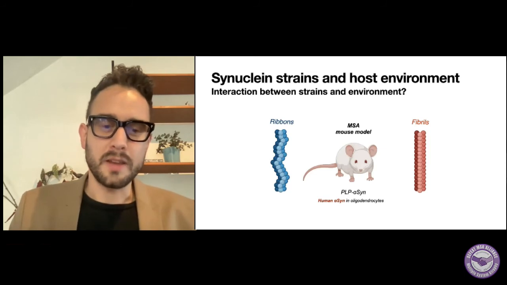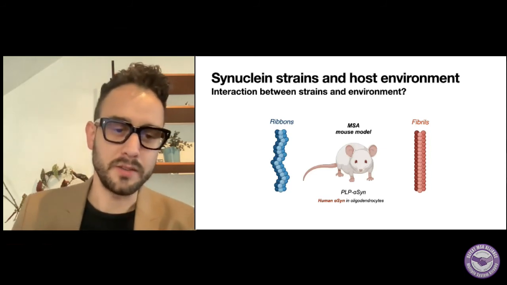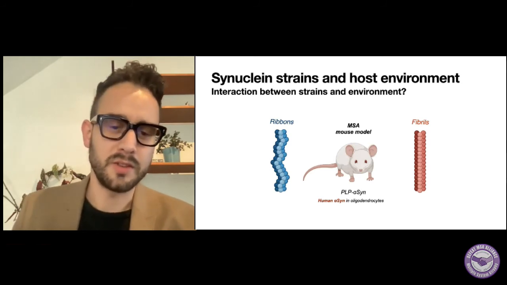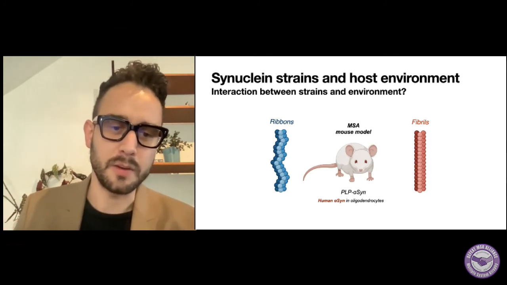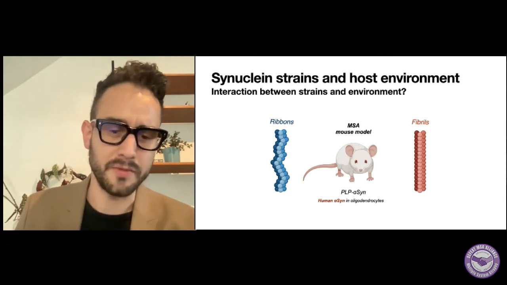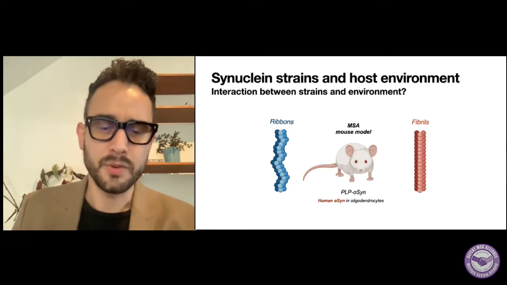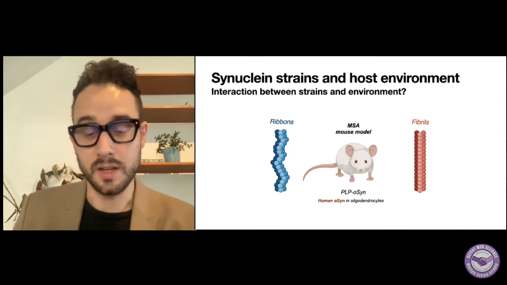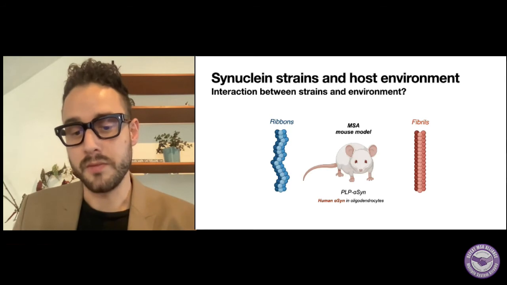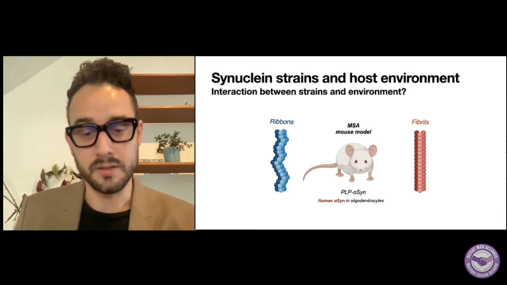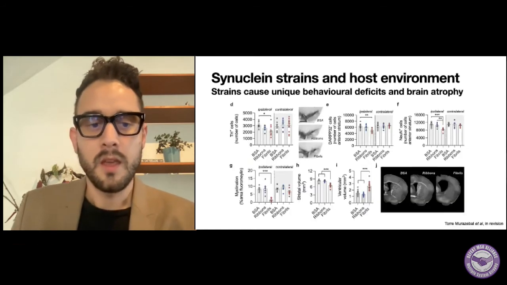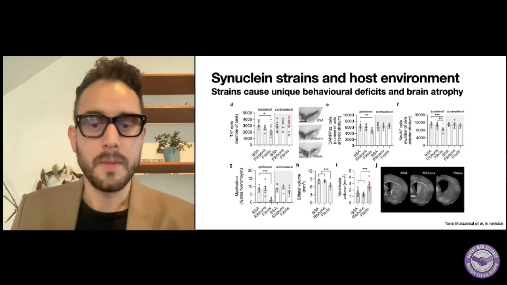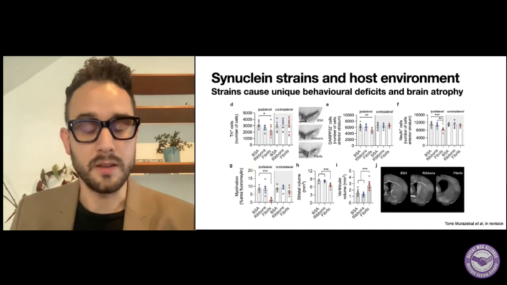So we also then went back to our initial experiments where we had these ribbons and these fibrils. We now wondered what would happen if we changed the environment in which these two types of strains would amplify and propagate. So instead of the initial model, we now have a mouse model that was genetically engineered to express the human alpha-synuclein protein within oligodendrocytes. And by doing so, we soon realized that these fibrils were now causing MSA-like features.